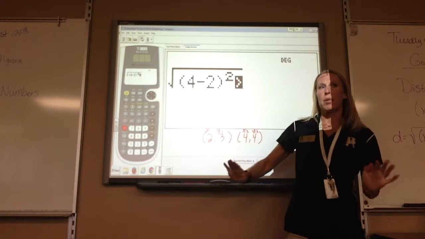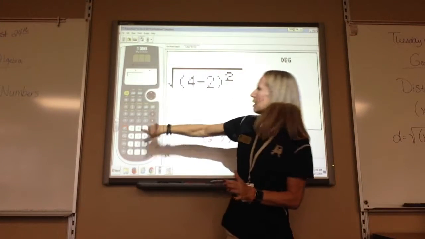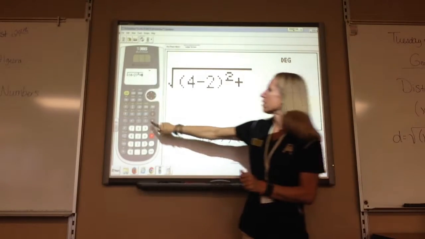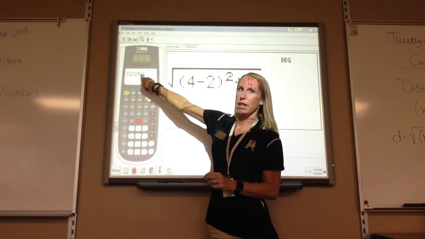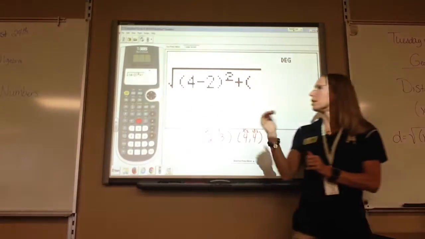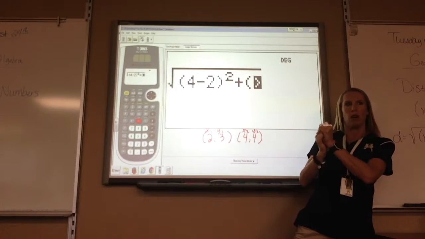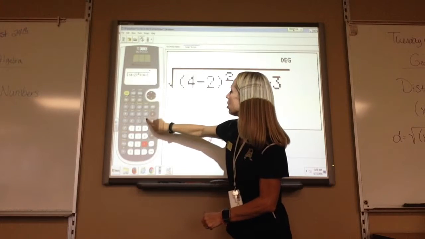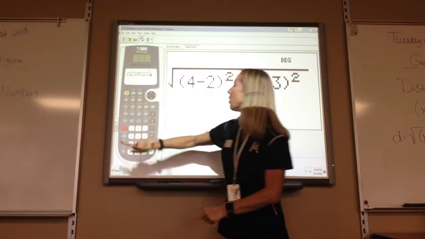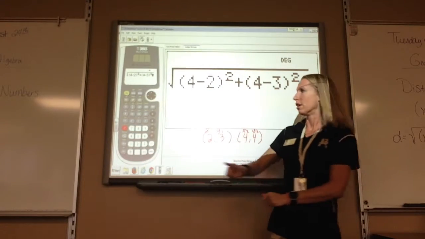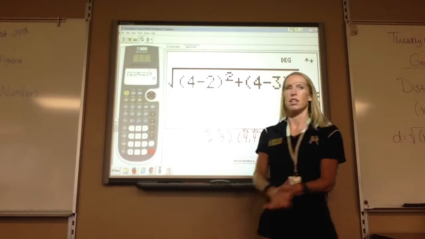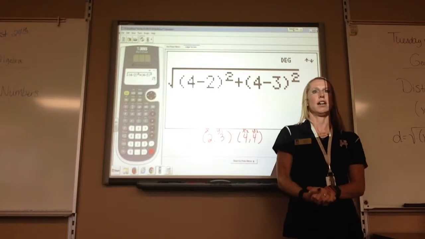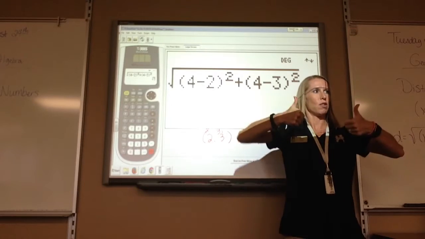And then you can't forget the plus sign, a squared plus b squared. Don't forget that plus sign, that'll give you the wrong answer. And then we got to subtract the y, so what's y2 minus y1? 4 minus 3, close parentheses, and square it. Don't forget the squaring part. Hit enter, and you guys should have got radical 5. Yep. Are you good with that?